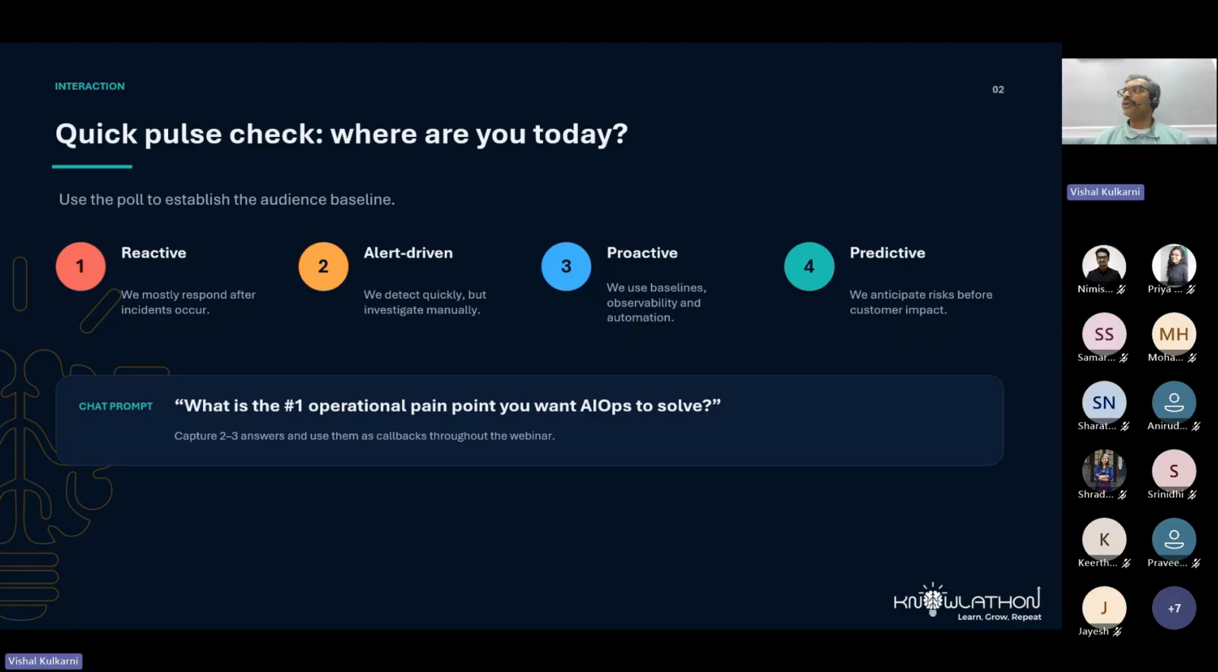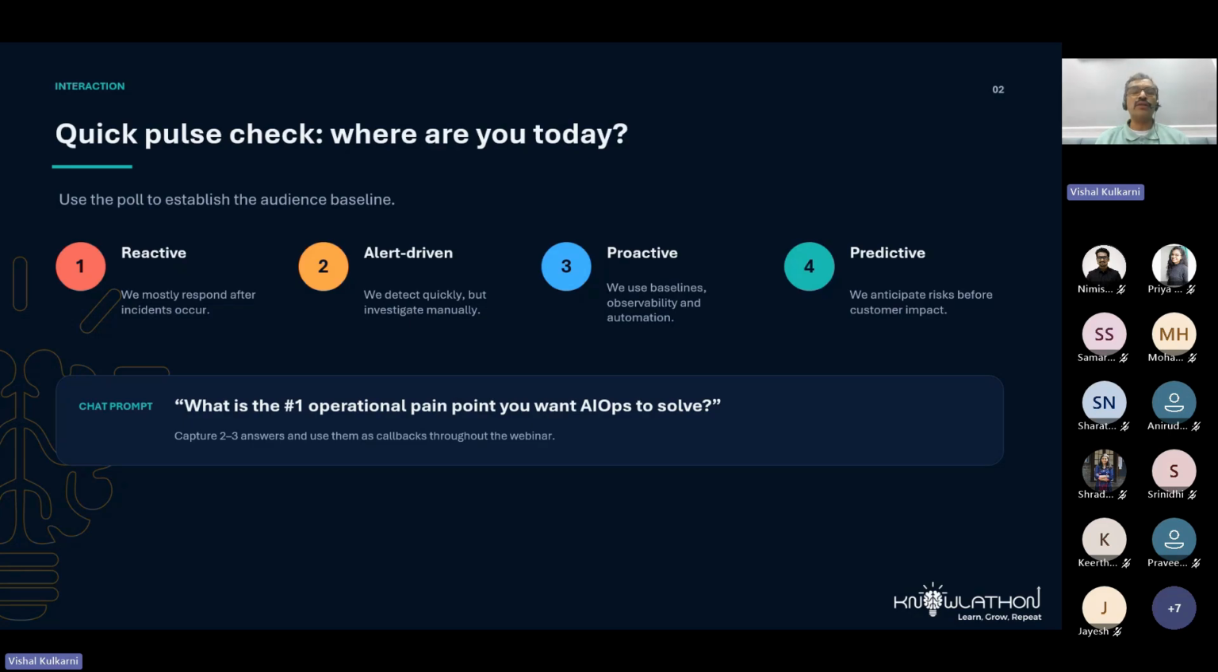Where we stand day to day in your organization: whether you are reactive, more alert-driven, more proactive, or more predictive. That will set up some context for analyzing your own organization and the way operations are being managed in it.